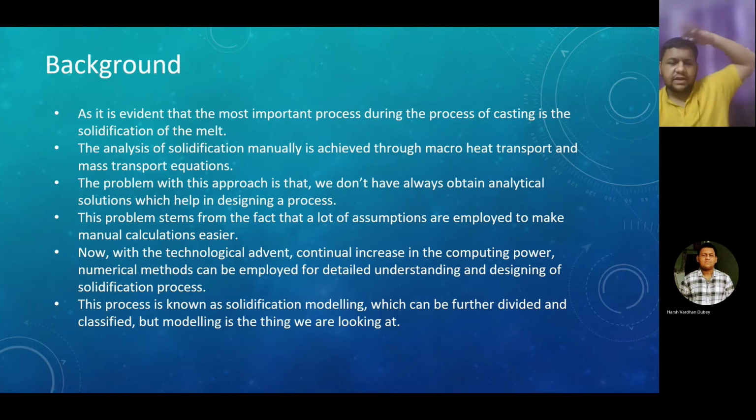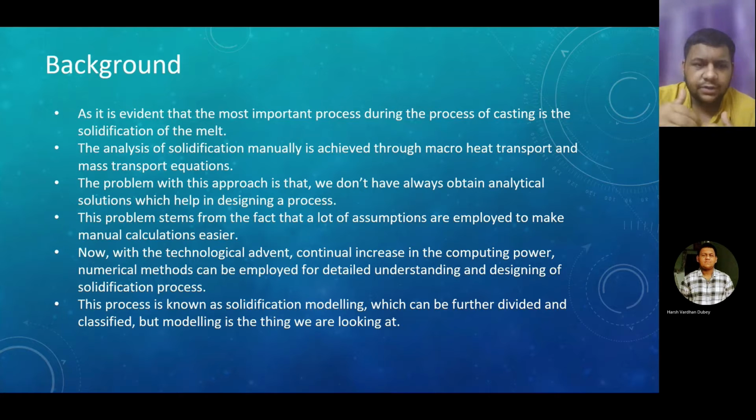So, why consider solidification modeling? Solidification of melt is the most important process that happens during the casting process, and the analysis of solidification manually is achieved through equations from macro heat transport and momentum transport or mass transport. Now, the problem with this is that the calculations involved are very lengthy, they are very complex, and you don't always obtain analytical solutions to those problems. So, there is no final result that you can derive from it.